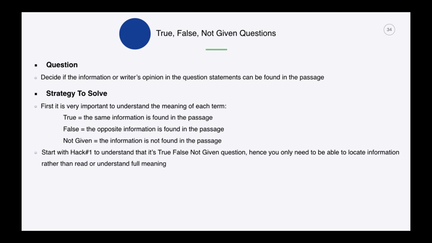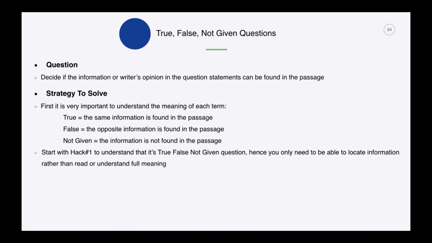Again, it's important to emphasize: false, the opposite information is found; not given, the information is not found in the passage. I list the steps to solve first, so that when we look at the examples, you'll get a better idea of what are true, false, and not given. But let's look at the steps first.